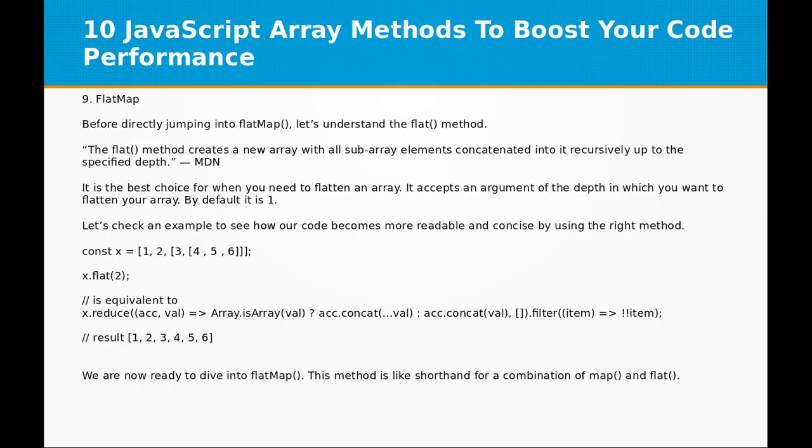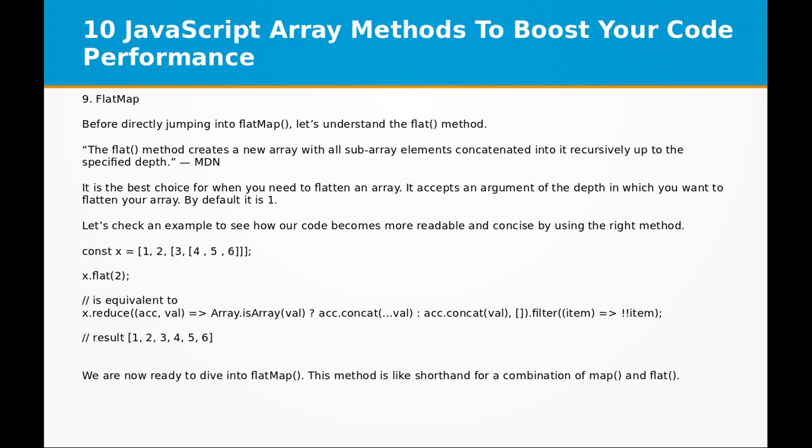The next function is the flatMap function. Before directly jumping into flatMap, let's understand the flat method. The flat method creates a new array with all sub-array elements concatenated into it recursively up to the specified depth. It is the best choice for when you need to flatten an array. It accepts an argument of the depth to which you want to flatten your array. By default, it is 1.